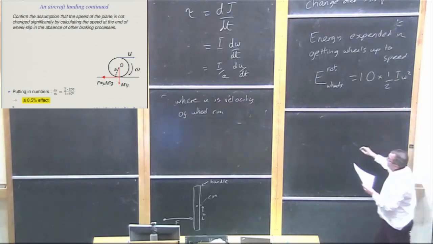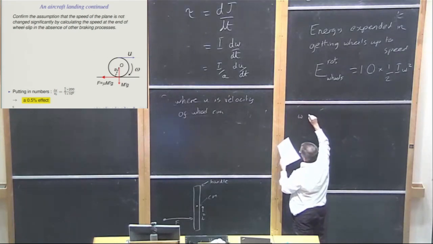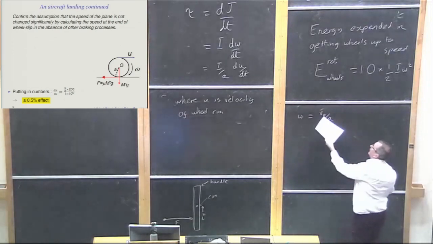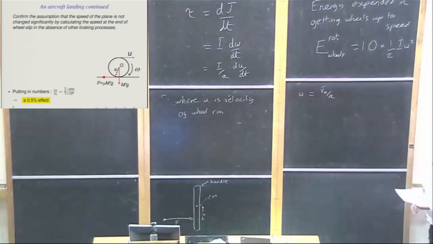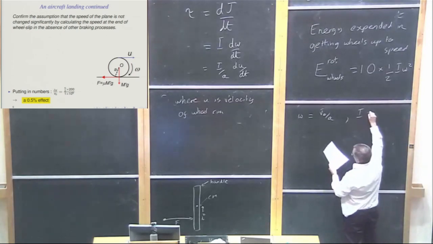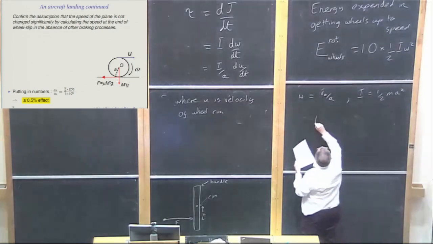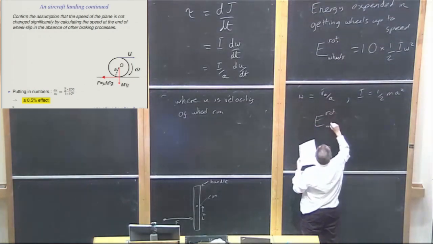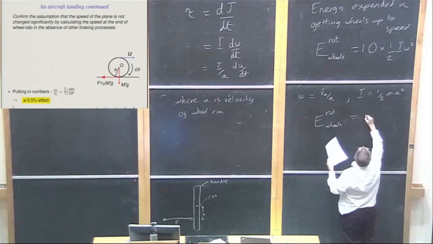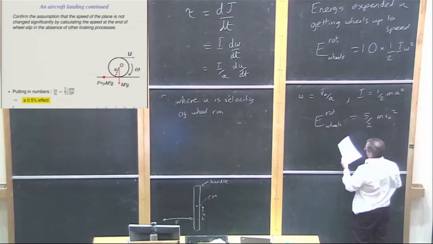And let us remember, what is omega? Omega is equal to v0 over a. So that's the final velocity they reach, on the assumption that that doesn't change much. And I, as before, is a half ma squared. Hence this rotational energy is given by 5 over 2 m v0 squared.